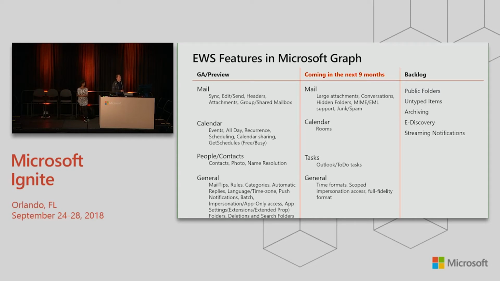And there are also some topics that are currently in the backlog. This means if customers are requesting, for example, access to public folders via Graph, Microsoft is aware of that. But there are some things that are, of course, prioritized. So the team is working very hard to add more and more features, especially in the Exchange service. So this slide gives an overview of what's currently available in the preview, what's coming in the next months, and what's in the backlog.